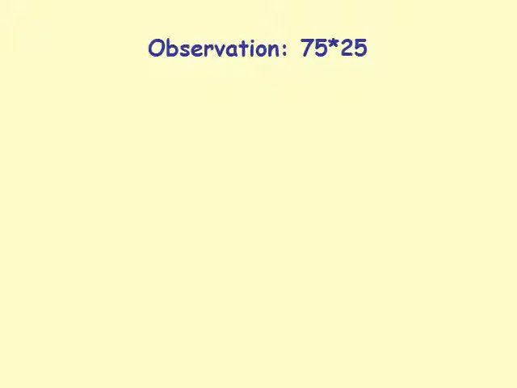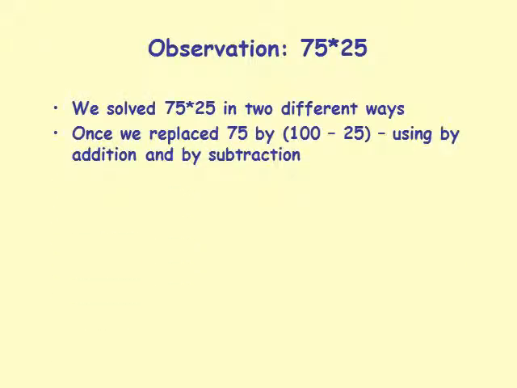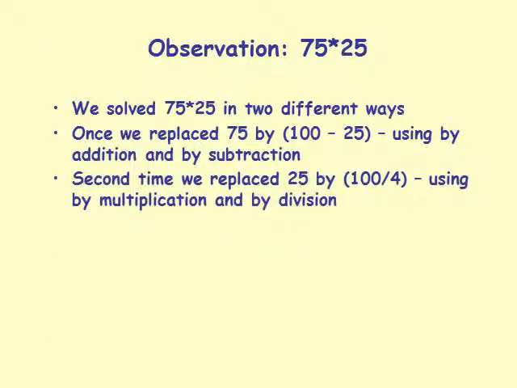Okay, let's make observations about what happened here. We solved this problem in 2 different ways. First, we replaced 75 by 100 minus 25, using addition and subtraction of 25. Second time, we replaced 25 by 100 divided by 4, using multiplication and division. First, we multiply 25 by 4, then divide by 4.